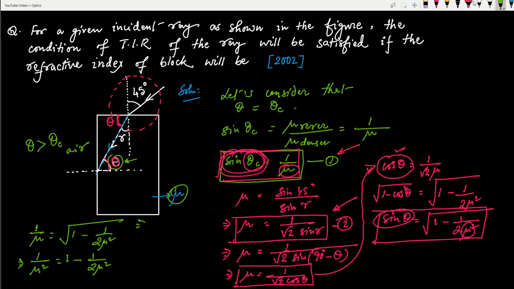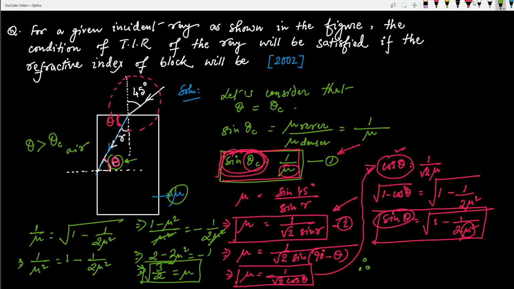If you go on solving this, then we will get 1 minus mu square by mu square is equal to minus 1 by 2 mu square. Okay, so mu square got cancelled and we got 2 minus 2 mu square is equal to minus 1, or mu is equal to root over 3 by 2. So we got that mu is equal to root over 3 by 2. Let me write it here. Therefore we got mu is equal to root over 3 by 2.